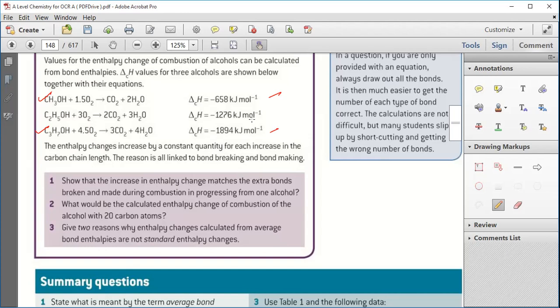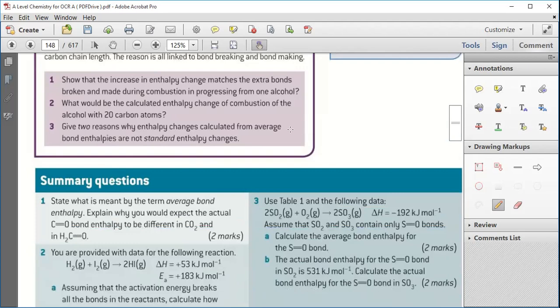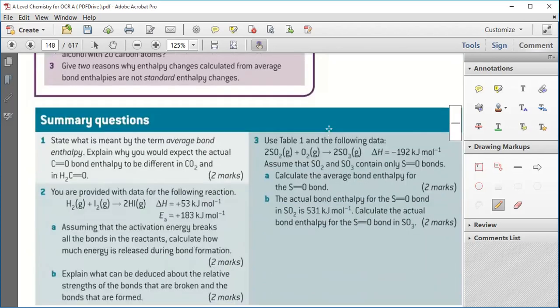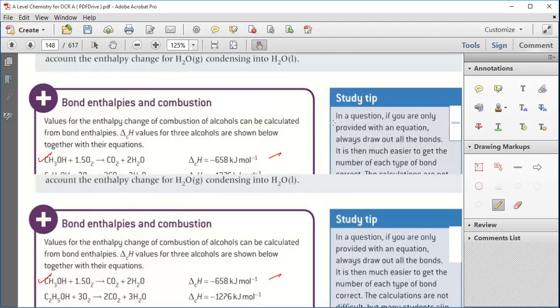Is that clear? Fine. Any doubt? Okay. So now quickly do these questions 1, 2, and 3.